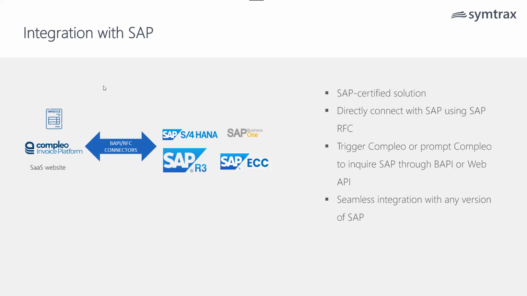Thanks a lot, Julius. So as Julius has mentioned, we are an SAP certified solution provider. And if direct integration is not possible, we can monitor a folder or we can monitor an output device, wherein if you print a document from SAP, the document will be made across the output device, and Comblue Invoicing Platform can automatically identify and retrieve the document and attach it to a workflow.